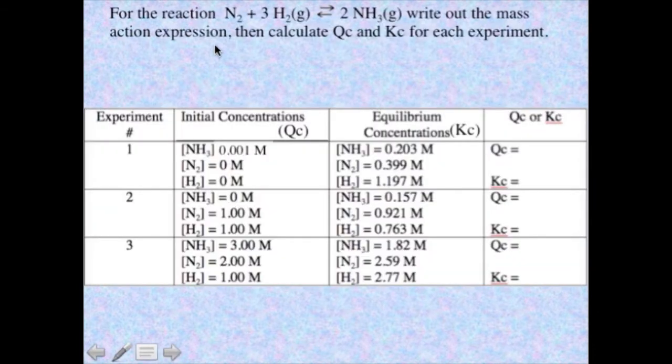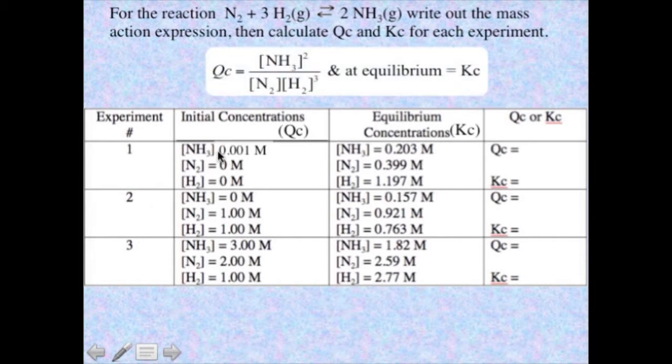Okay, for the reaction nitrogen plus hydrogen yields ammonia, first write out the mass action expression, and then calculate Qc and Kc for each experiment. So here's experiment 1. The initial concentrations are listed here. Plug those into the mass action expression and calculate Qc. And then do the same with these equilibrium concentrations and calculate Kc. Do that for experiment 1, experiment 2, experiment 3. Pause your playback, do it, and come back and we'll discuss it.